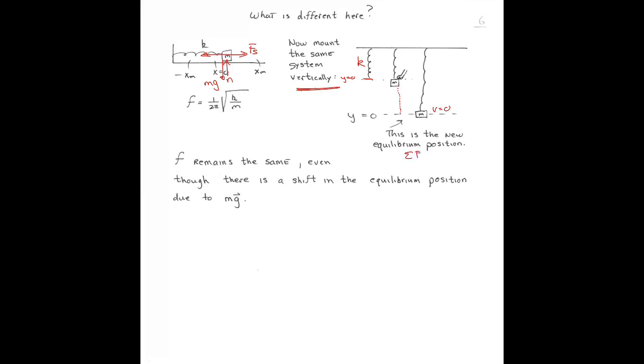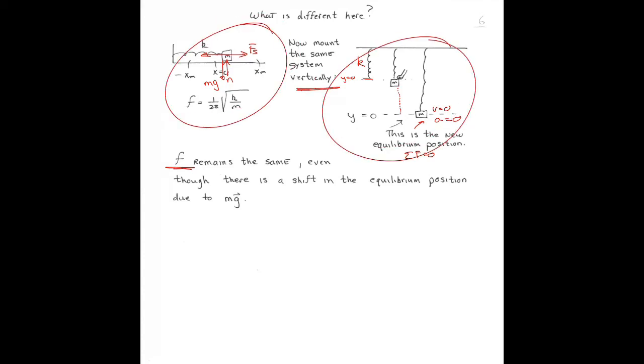Remember, equilibrium means net force equals 0. How do we know the net force is 0 here? Well, acceleration is 0, it's not moving. So all that mg does is shift the equilibrium position. It's not very obvious that it doesn't affect the period and frequency, but it doesn't. So the frequency remains the same, even though it's going up and down vertically. So these two systems act exactly the same way.